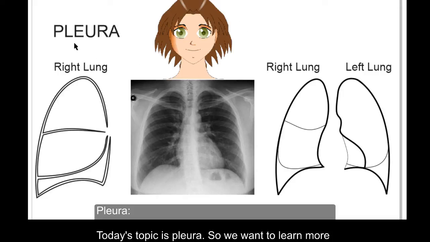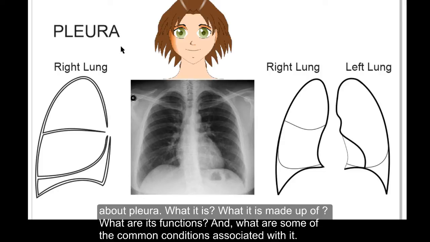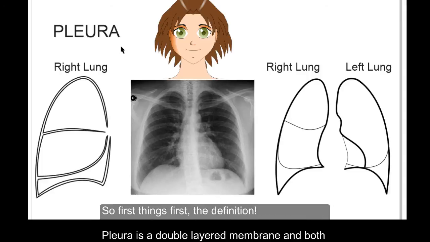Okay, today's topic is pleura. So we want to learn more about pleura, what it is made up of, what its functions are, and what some of the common conditions associated with it are. First things first, the definition. Pleura is a double-layered membrane, and both lungs are enclosed in it.